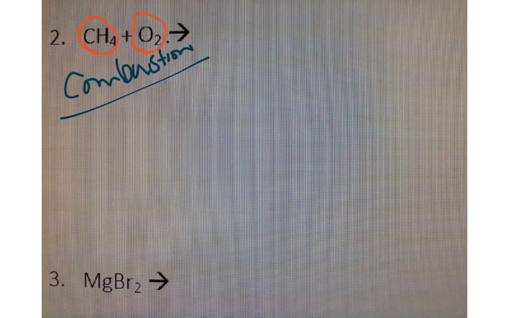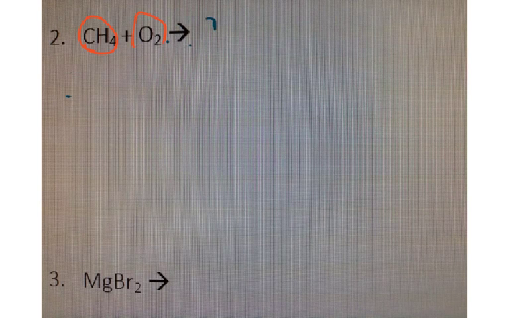Looking at this, I actually see a hydrocarbon here, and I know that I'm adding it with oxygen, so immediately I know and can identify this as a combustion reaction. As soon as you've identified a combustion reaction, you automatically know the products. What are those products? Well, they are 100% of the time CO2 plus H2O. It will never, ever change.